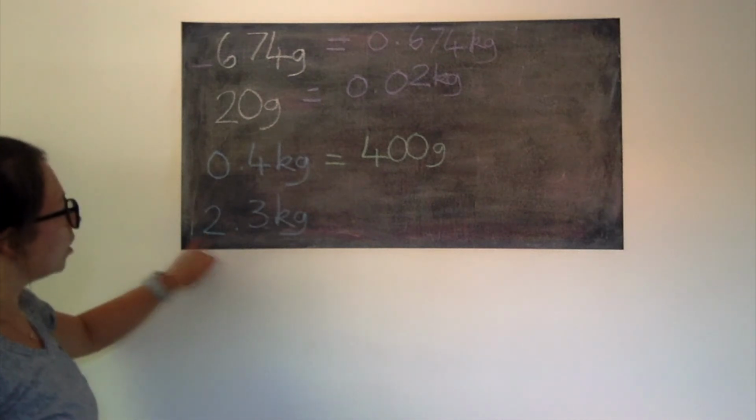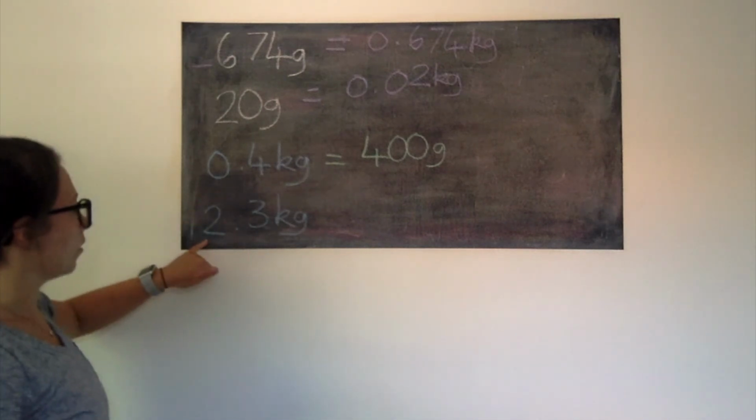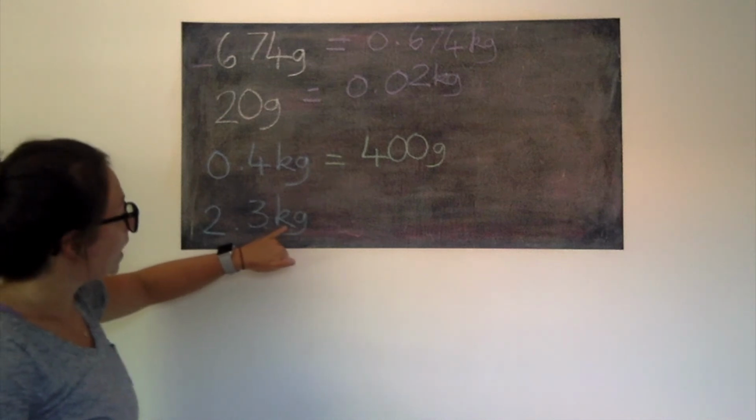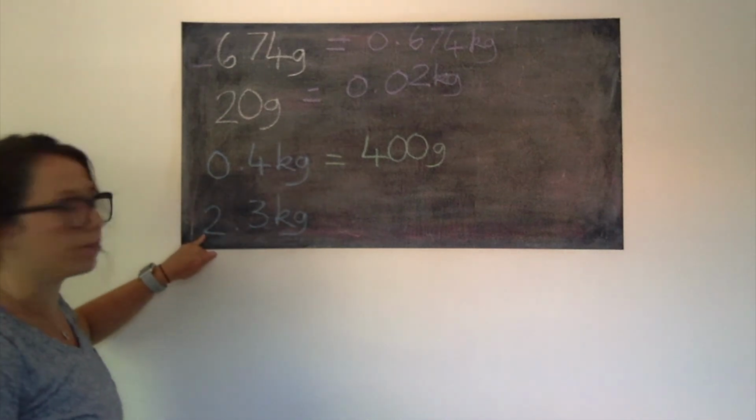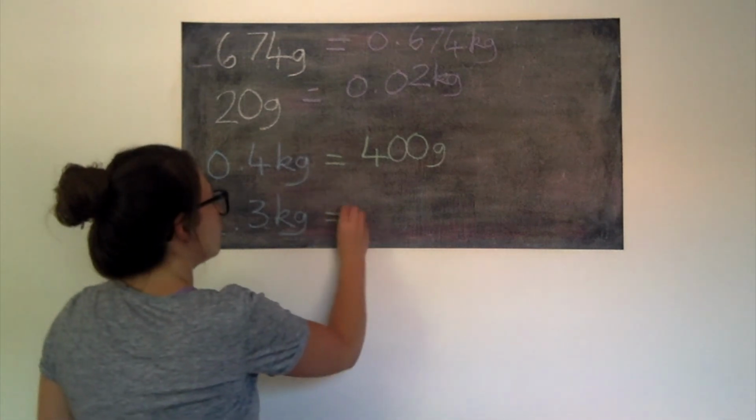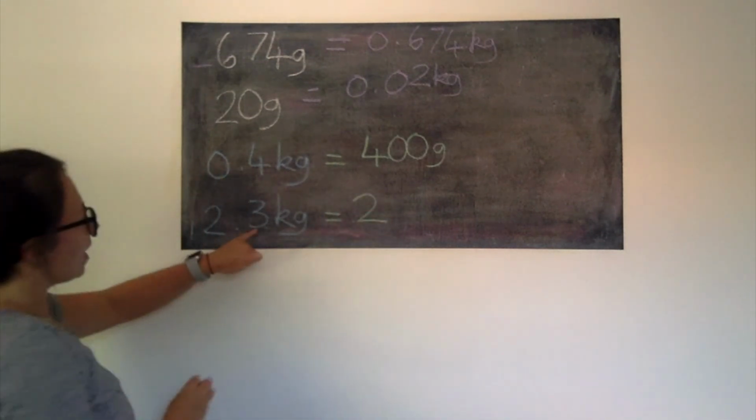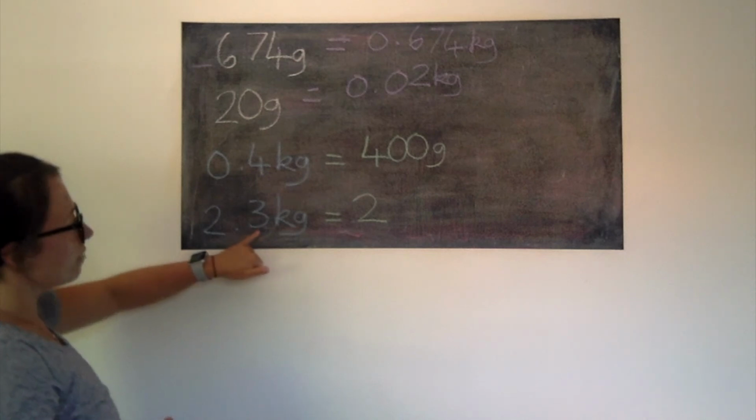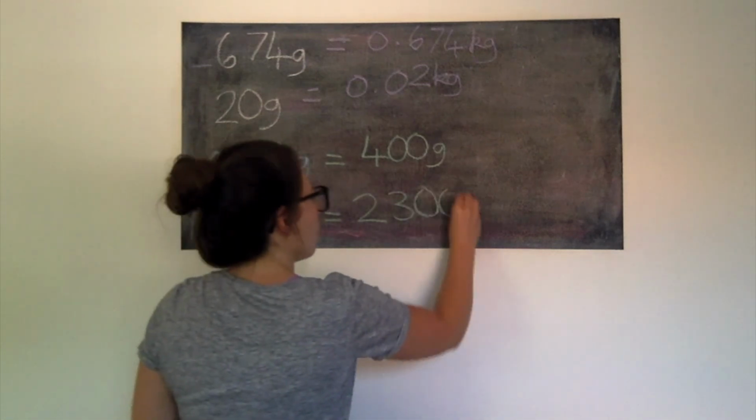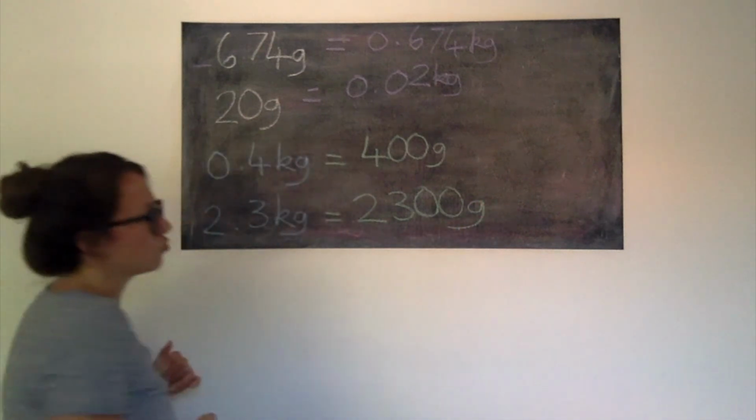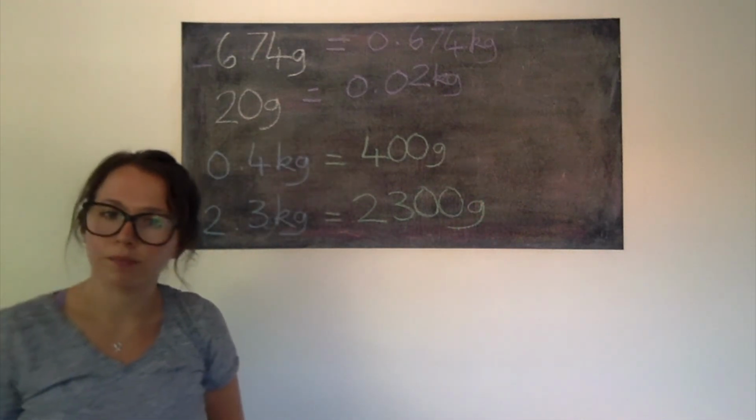And then this one, well I have got a whole this time. And remember here we've got a whole kilogram. So that must mean that that is 2,000 grams. So if that's 2,000 grams, and then left over, I've got 0.3 of a kilogram, so that must be 300. So altogether, I've got 2,300 grams. Well done if you got them.